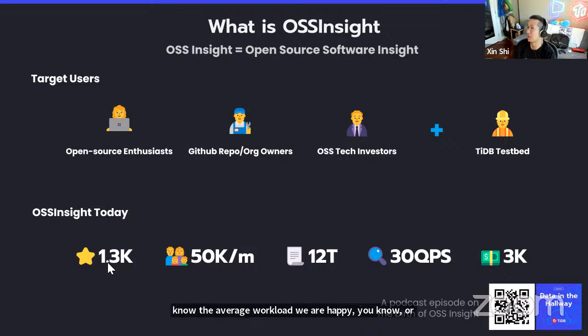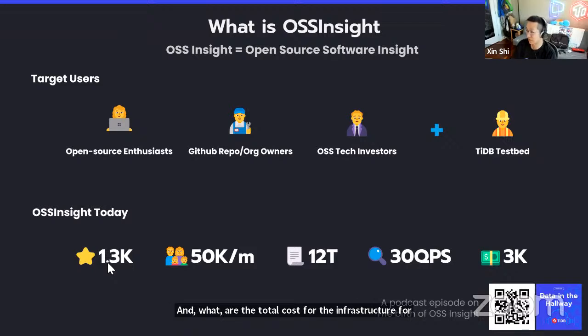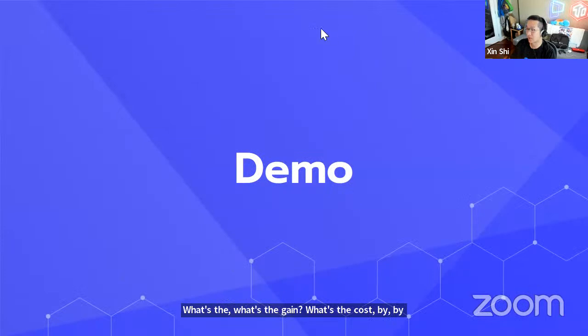And what is the total cost for the infrastructure, for the hosting? That's $3,000. So I hope these numbers can give you a quick overview of what OSS Insight is, and what's the cost, what's the gain, what's the cost of doing this. So next, I'm going to do a quick demo of OSS Insight.